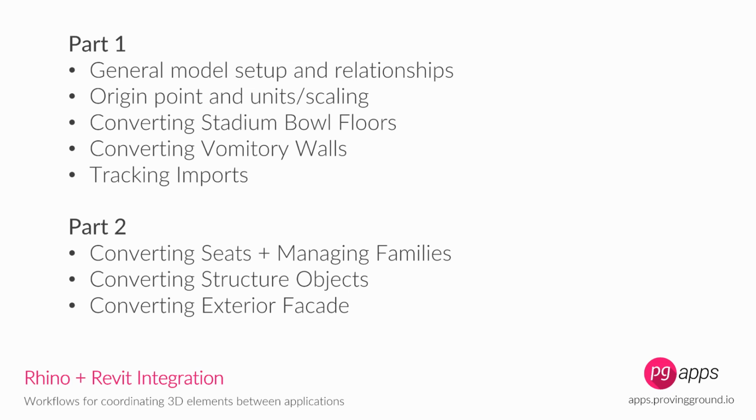And then we're going to transition to getting into other kinds of element types, including managing component families, blocks in the form of seats, and some different options that Conveyor opens up in this space. We'll also be converting structural objects and some complex exterior facade objects. So we're going to cover a wide range of things. We're going to do so at breakneck speed. We're going to try to get through all of this in an hour.